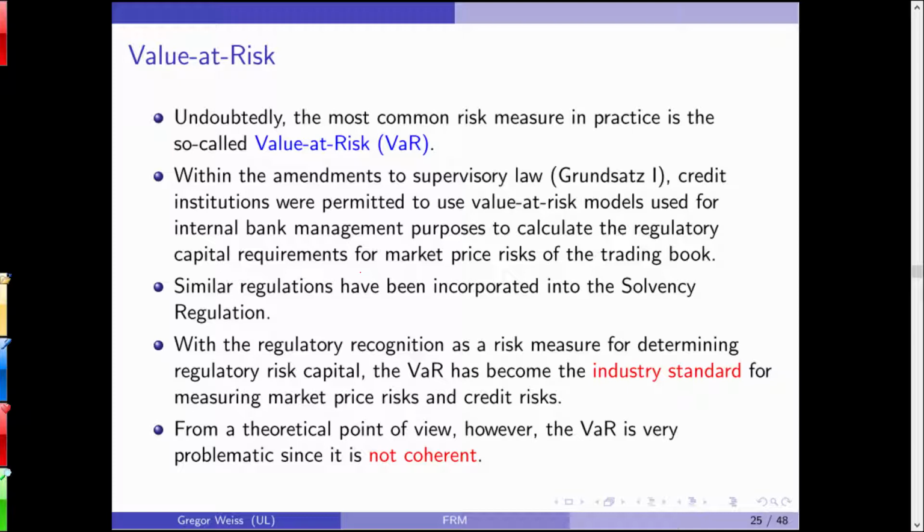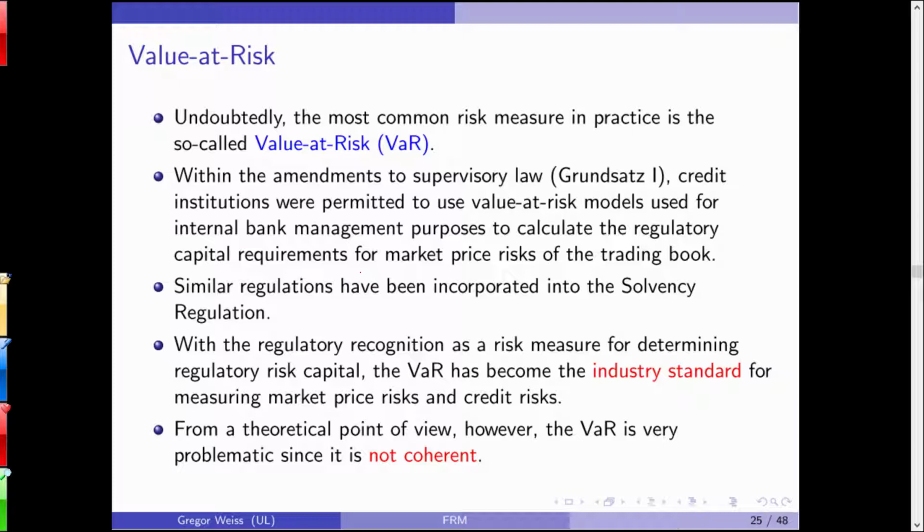And then afterwards, regulators came and said, okay, well, as everyone is already using it, and this is the industry standard, let's put it in writing and include it into our regulation. It was also amended and included in German supervisory law and regulation, the so-called Grundsatz 1. This was back in the 90s. And what regulators did was they allowed financial institutions, most notably banks, to use the value at risk. And by allowing banks to use it, everyone did so.